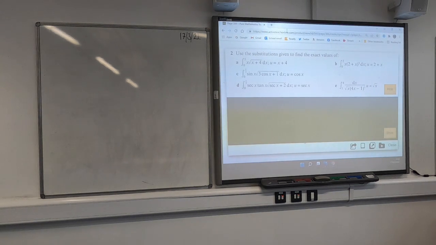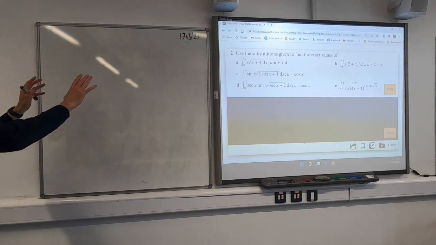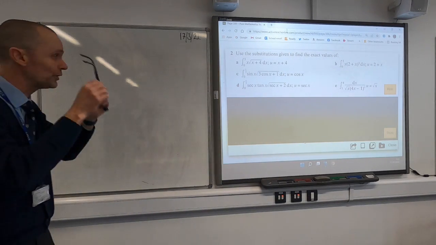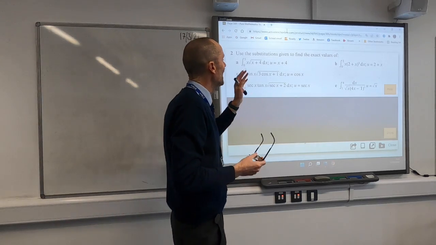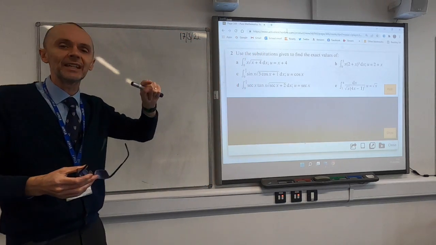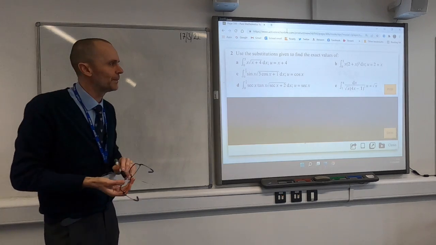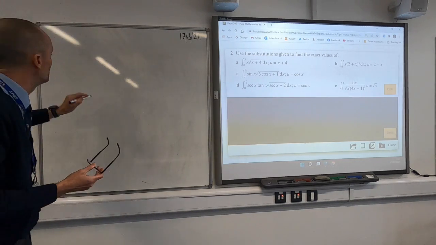So here we are asked to do an integration by substitution, but this time we've got limits, we've got values. So we know that our answer isn't going to be something plus c. When we get that answer, we're going to substitute two values in. And the good news is that this is actually easier, because you don't need to do the thing at the end where you replace u with x again. Let me explain why. So I'm going to do part A with you.